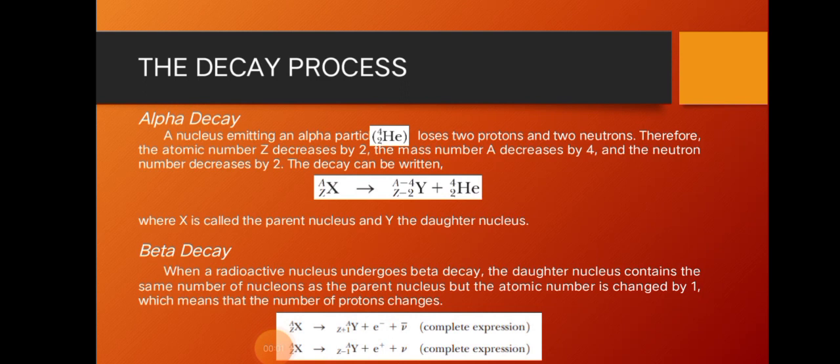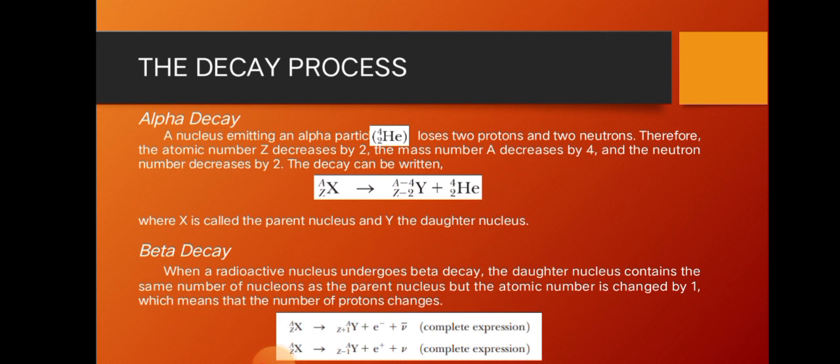The decay process. We have here alpha decay. So it's a nucleus emitting an alpha particle, 4,2He or helium, losing 2 protons and 2 neutrons. Therefore, the atomic number Z decreases by 2, the mass number A decreases by 4, and the neutron number decreases by 2. The decay can be written as A,Z X to A minus 4, Z minus 2 Y plus 4,2 helium, where X is called the parent nucleus and Y is the daughter nucleus.